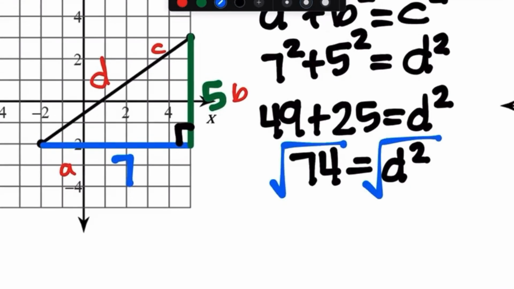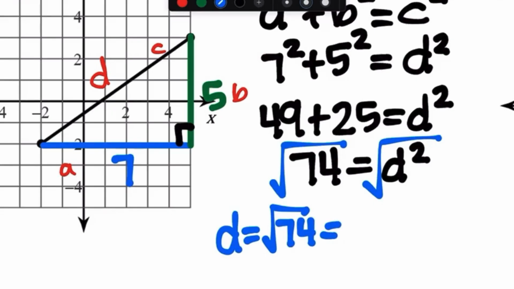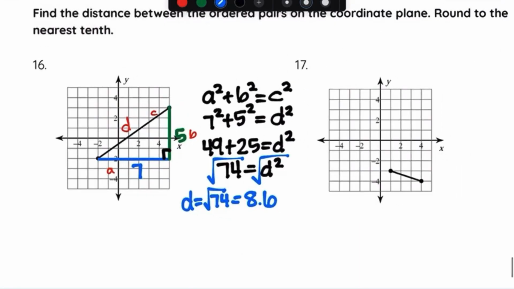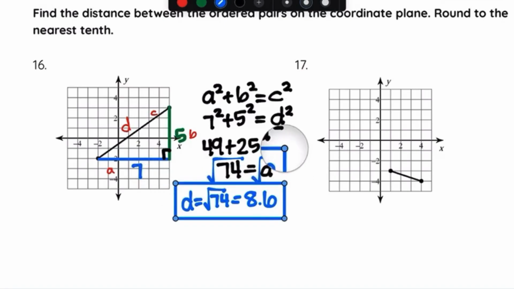So I'm taking the square root of both sides. The distance 74 is not a perfect square. So when I take the square root, it doesn't come out perfectly, but to the nearest tenth, it is 8.6. Now, notice I don't have a unit, so my answer is just 8.6. Like I can't do anything more with that because I don't have any units in this particular problem. Okay?